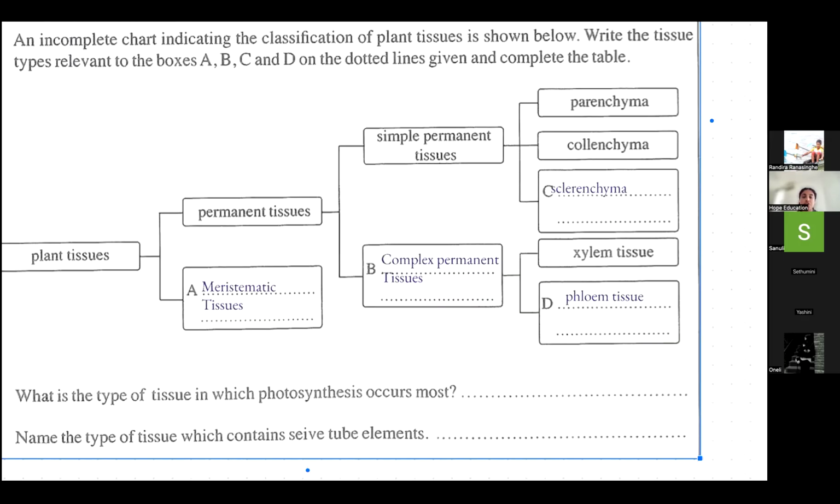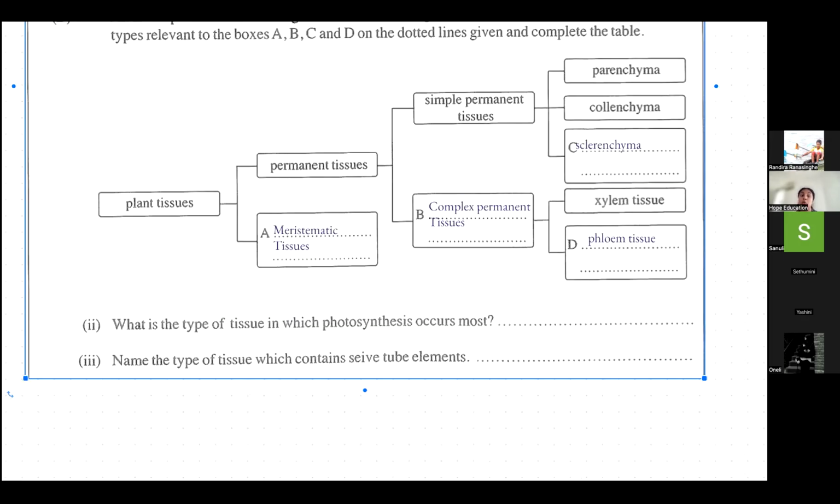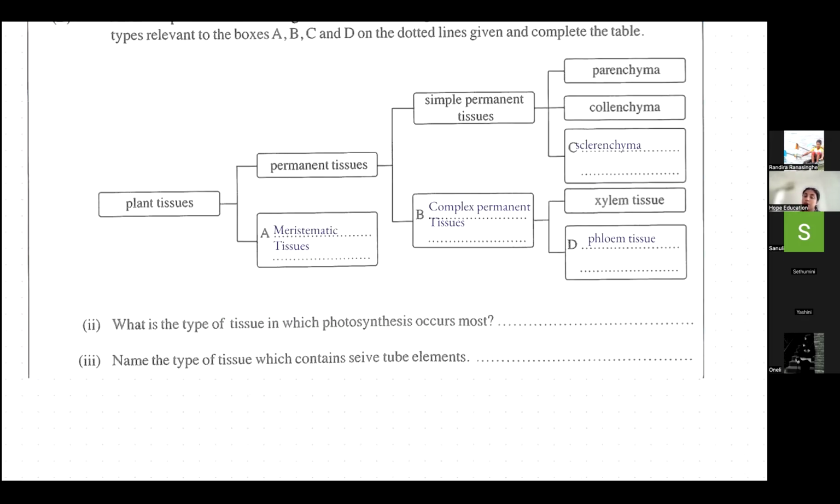What is the type of tissue in which photosynthesis occurs most? Where does most photosynthesis occur? Parenchyma. Remember, parenchyma has palisade and spongy mesophyll in the leaf. That is where most photosynthesis happens. Name the type of tissue which contains sieve tube elements. Are sieve tube elements in xylem? It's phloem.